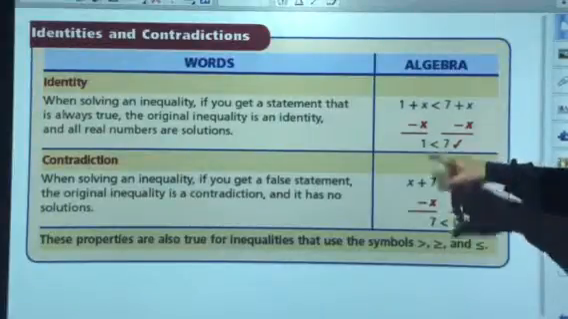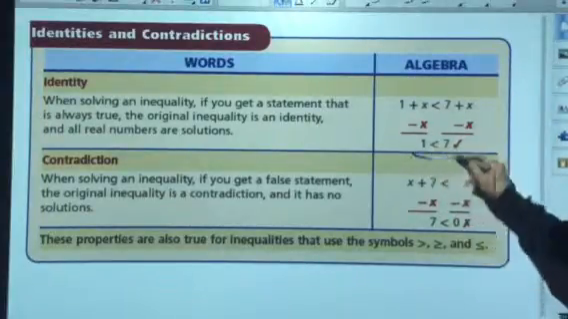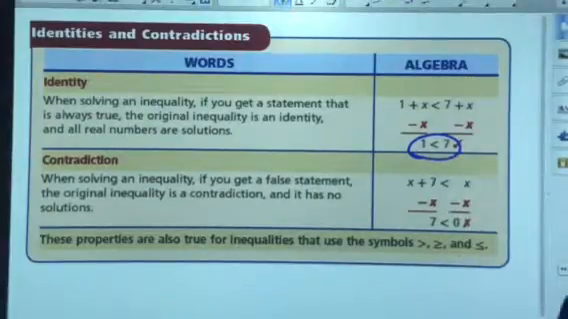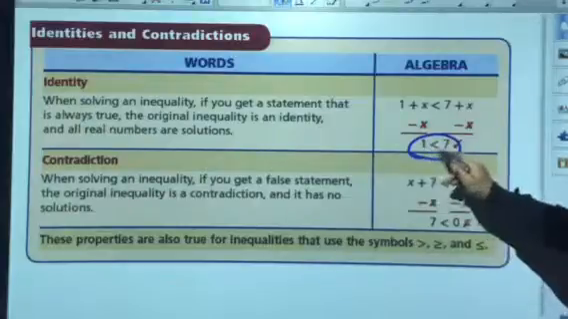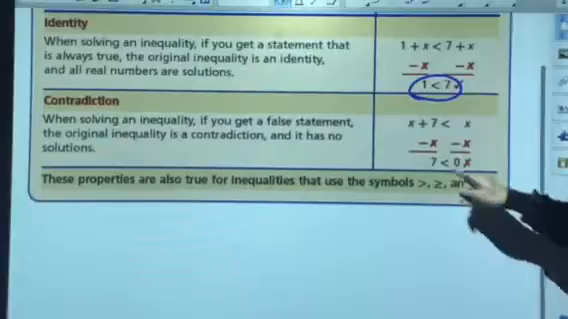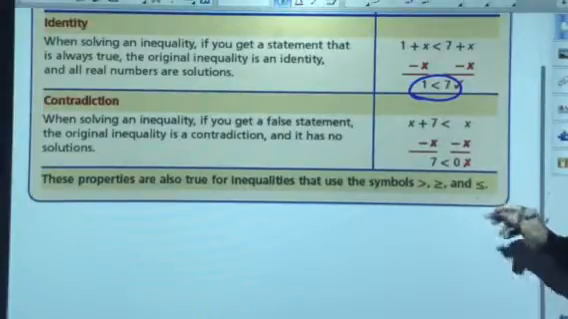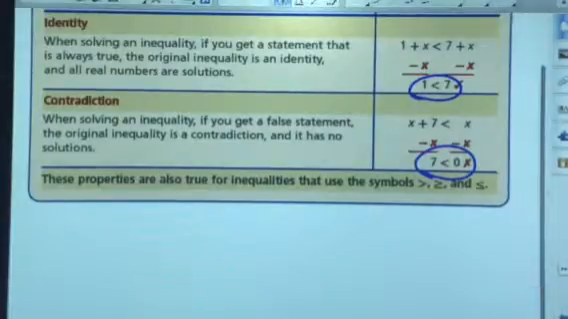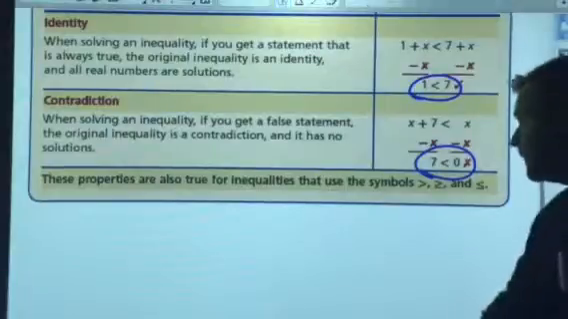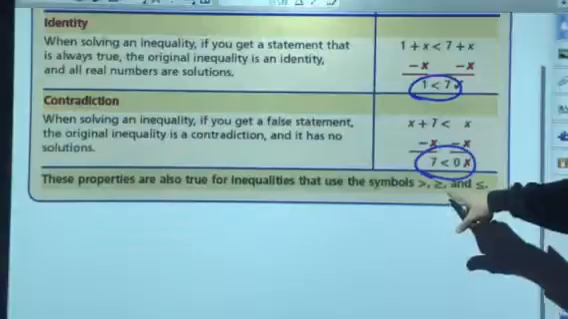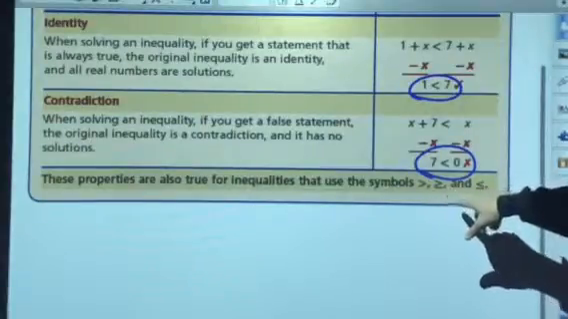Notice that what it's saying here is that this statement ends up being true. After you solve everything out, if your statement is true, then that is an identity. 1 is less than 7. Okay, a contradiction is when you solve everything correctly and you're left with something that is not true. 7 is less than 0. Okay, we know that that's not true. So that is a contradiction. Okay, the same thing, it says down here that these properties can also be used if they have less than or equal to or greater than or equal to.